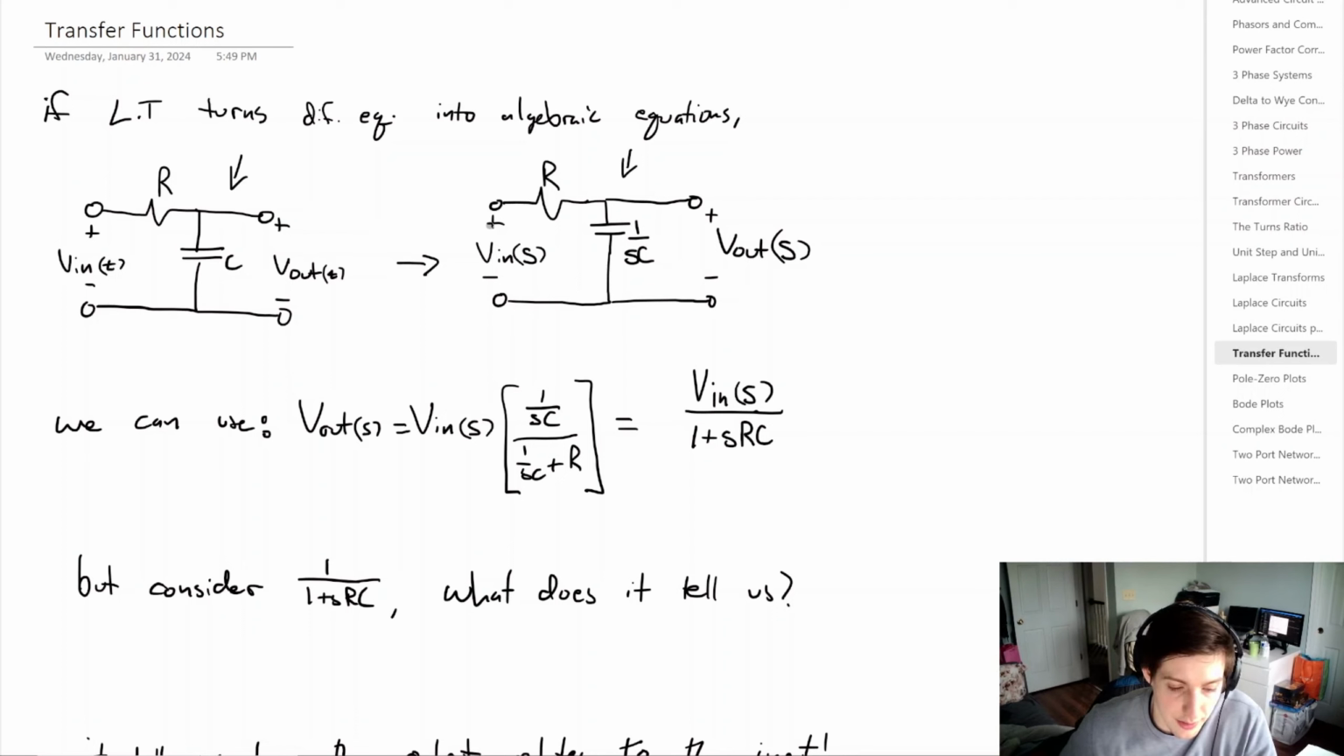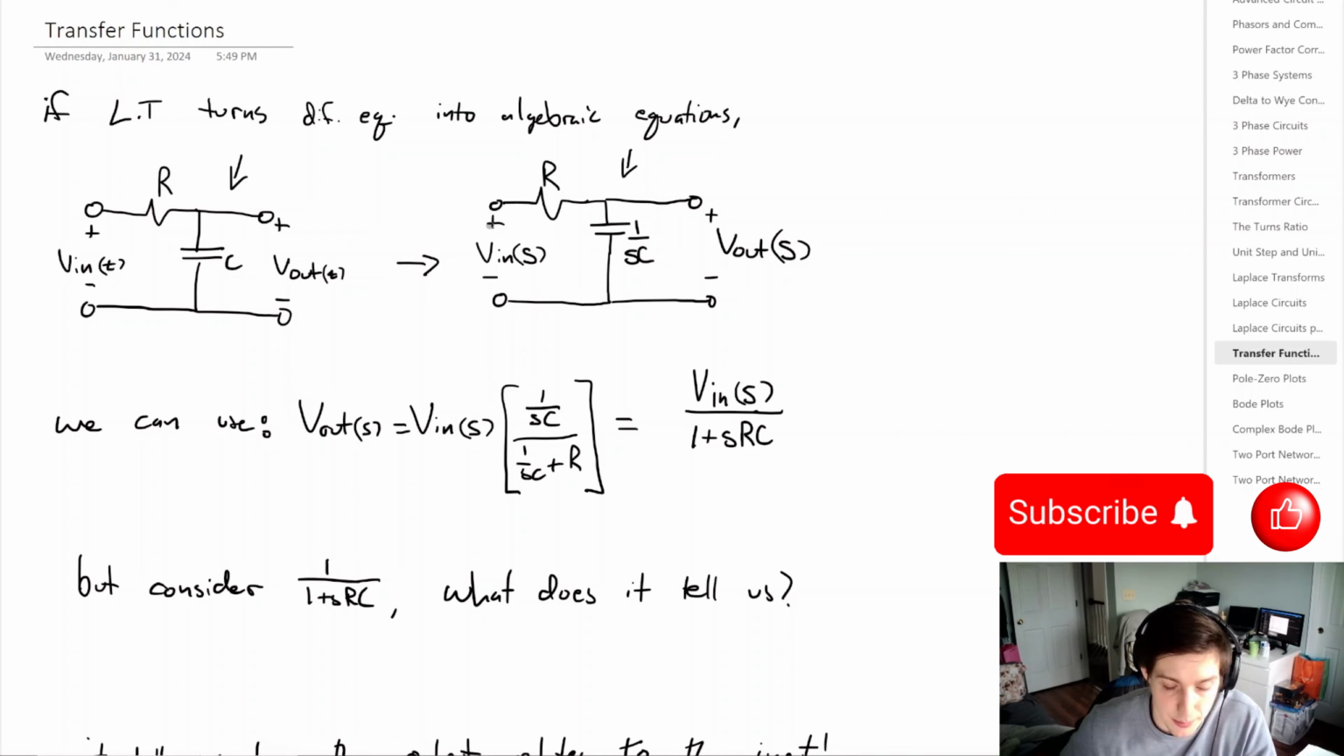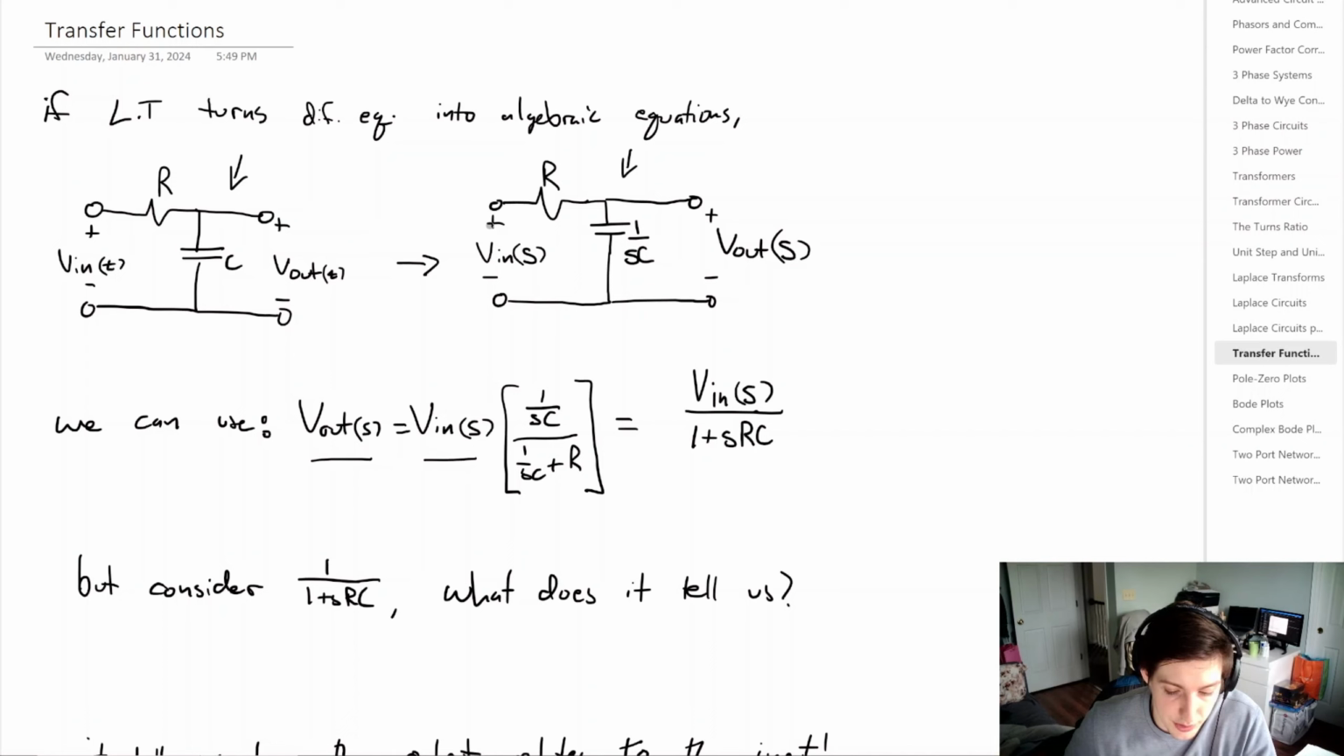And we know that Laplace transforms turn differential equations into algebraic equations. And we can simply say that the output voltage is equal to the input voltage, and then we have this resistor divider looking thing here. We can simplify that to say that it's equal to the input voltage in the S domain divided by 1 plus S times RC. But consider that term that's not connected to the input voltage, that 1 divided by 1 plus SRC. What does it really tell us?